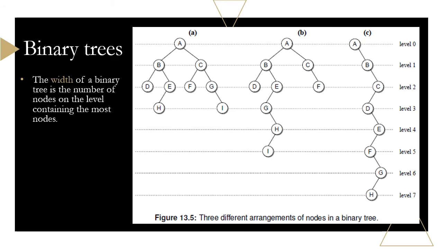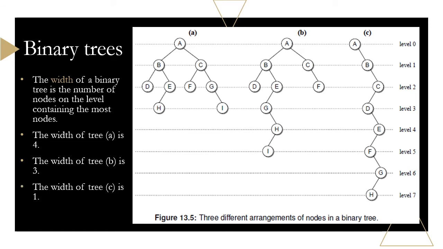The width of a binary tree is the number of nodes on the level containing the most nodes. The width of tree A is 4. We are looking at the most populated level, which is level 2. The width of tree B is 3. Again, level 2 is the most populated. The width of tree C is 1. No matter what level you consider, each level has just one node.